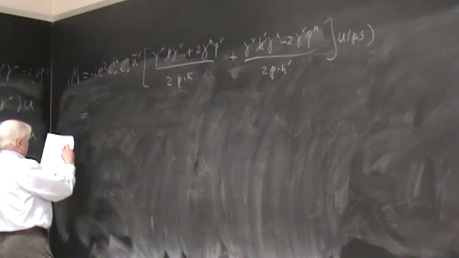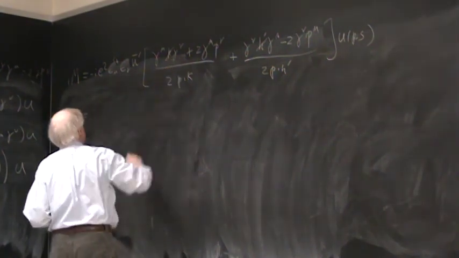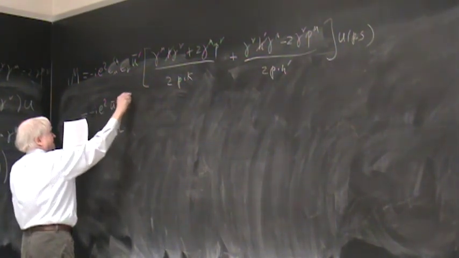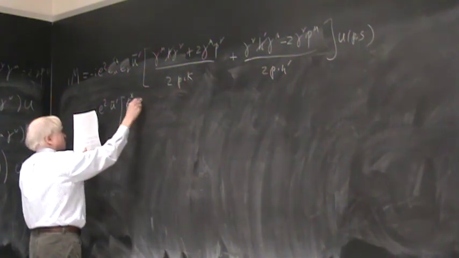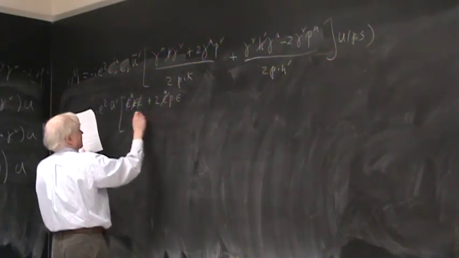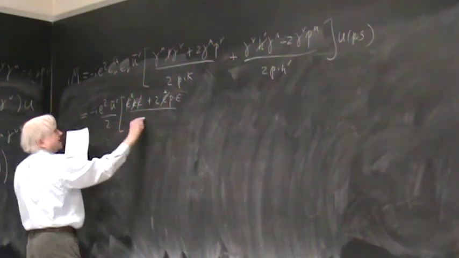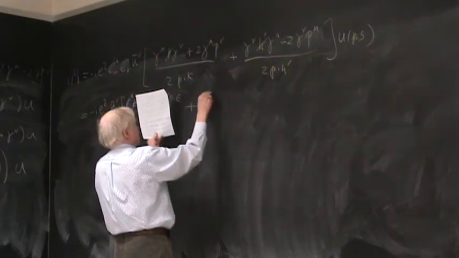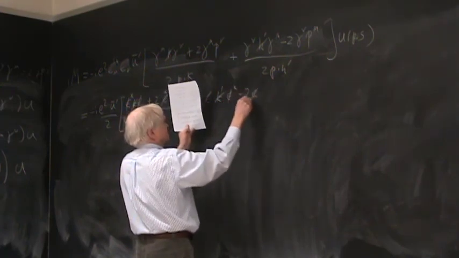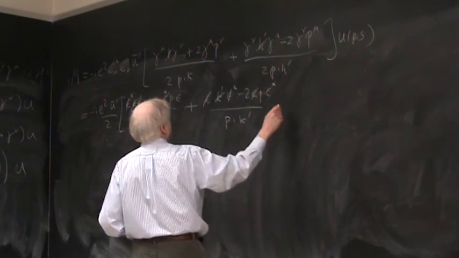So the next step is to just contract epsilon nu with gamma nu, and that's epsilon slash. So we have minus i e squared u bar prime, and what we have then is epsilon star slash k slash epsilon slash plus 2 epsilon star slash p dot epsilon. Well, that's a break at least. We might as well pull out 2. So this is p dot k plus epsilon slash k prime slash epsilon star slash minus 2 epsilon slash p dot epsilon star over p dot k prime, and then u.